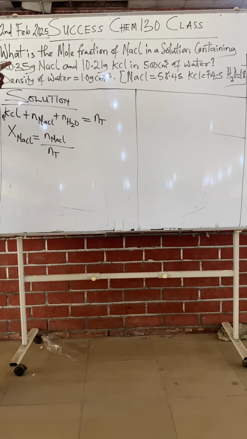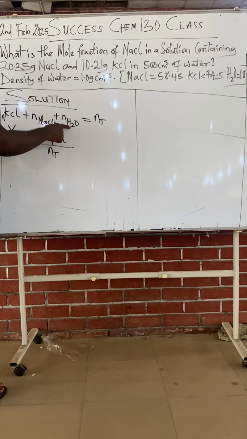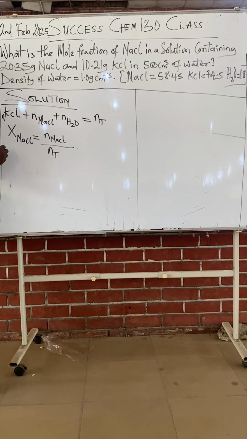They say, what is the mole fraction of NaCl in a solution? They didn't ask us to find the mole fraction of any other component, right? Just NaCl. Of course, we first need to find the total number of moles. Do we know the total number of moles? No. How do we get total number of moles? We need to find number of moles of KCl, number of mole of NaCl, and number of mole of H2O and add them. So let's start with number of mole of KCl.